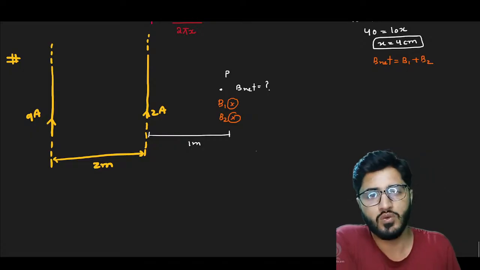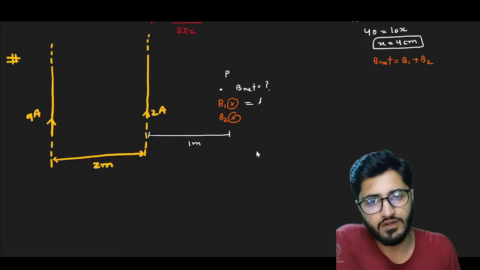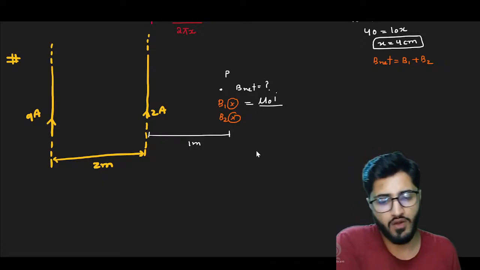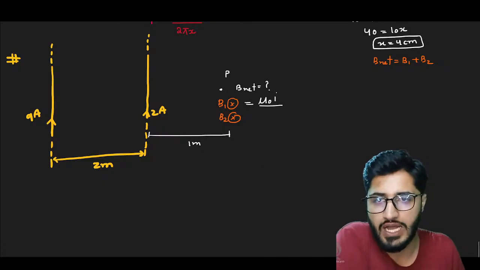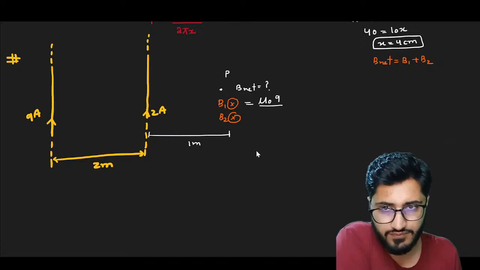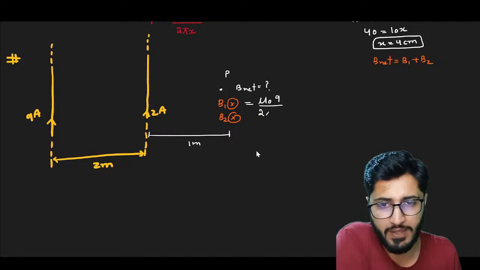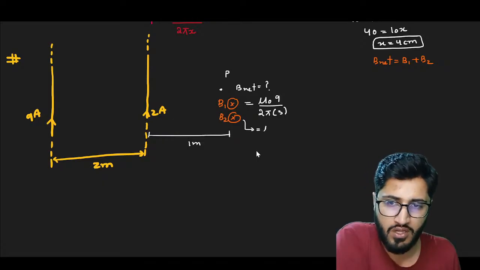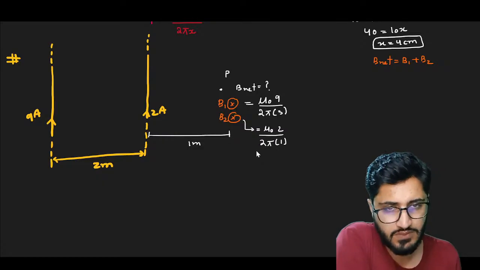So what is B1 now? For an infinite wire, mu naught I divided by 2 pi d. Here I is 9 A. I will write directly 9 divided by 4, but I will cut it, it will become 2 pi. The distance is 2 plus 1, which is 3. Then what is B2? Mu naught 2 divided by 2 pi, the distance is 1 only.